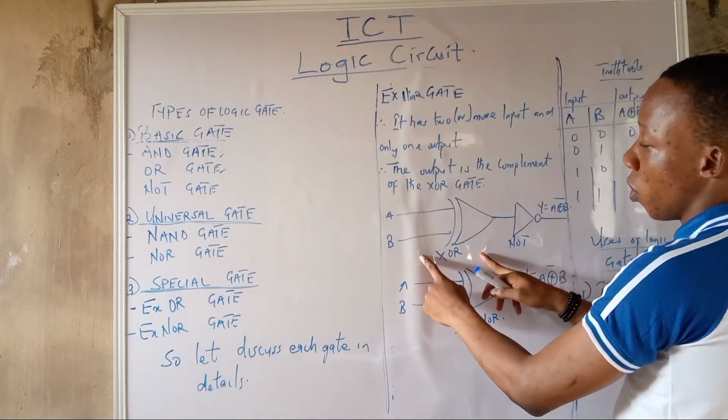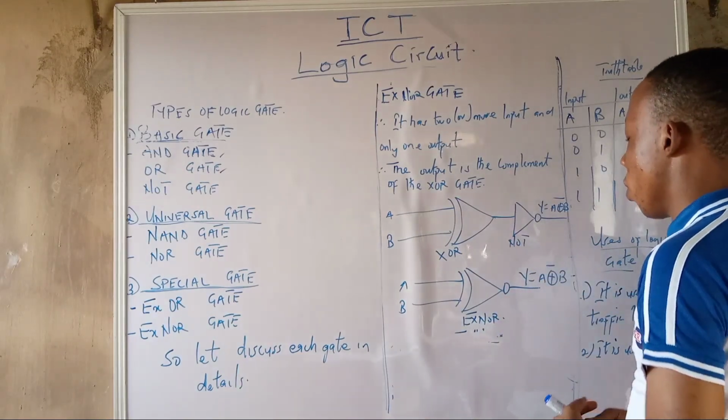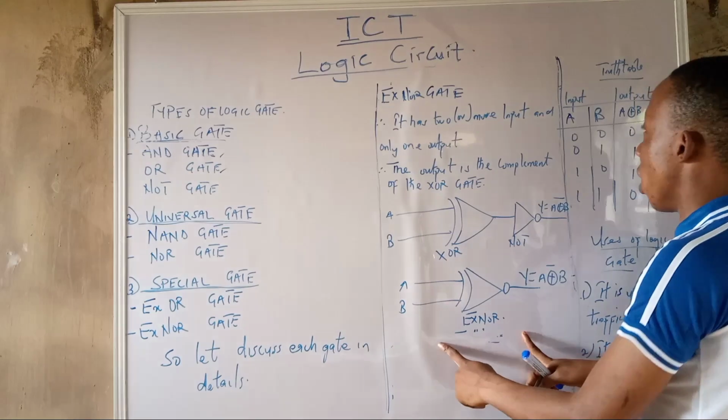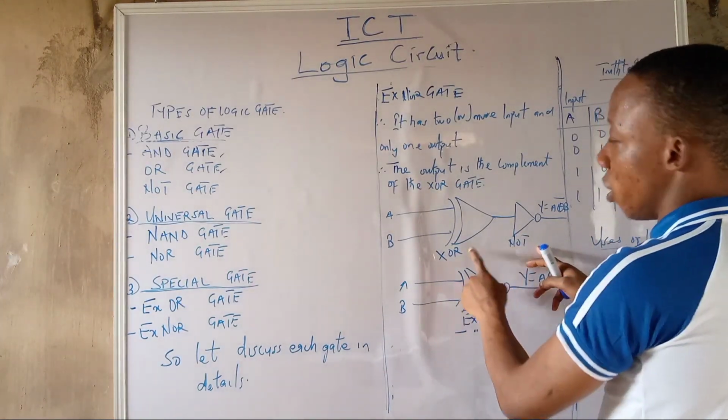This is the symbol for the XOR, if you can remember. Why this symbol for the NOT gate, if you can remember from our previous classes? So why do you draw this or draw this diagram? Both are correct, because it is the combination of NOT and the XOR.